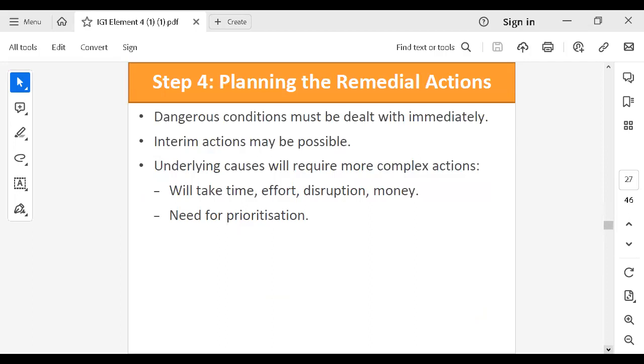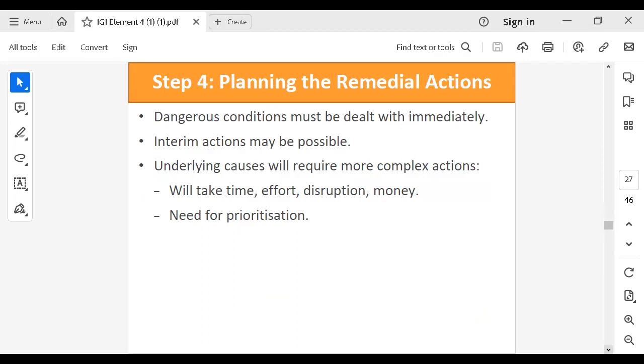Then step 4, planning the remedial actions. Dangerous conditions must be dealt with immediately. The dangerous condition, we need to deal with immediately. Interim actions may be possible for some time. For the dangerous condition, we put some temporary control measures, but that can be only for some time.